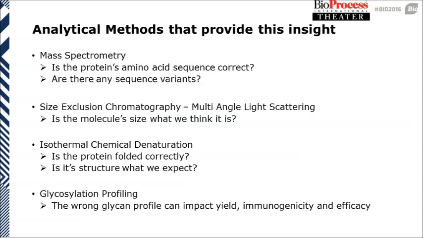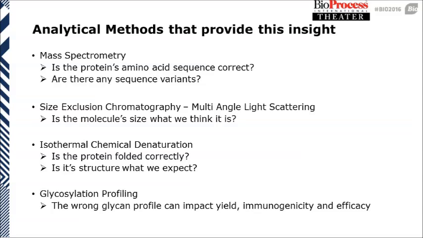So for the rest of the presentation, I want to give you 3 or 4 examples of that next generation analytics, delving under the original chromatography. I'm going to touch on 4 different areas of what we'd consider fairly high-end analytics, and using them routinely, almost on a day-to-day basis. So one is mass spectrometry, and the examples are: is the protein's amino acid sequence correct? Are there sequence variants there?